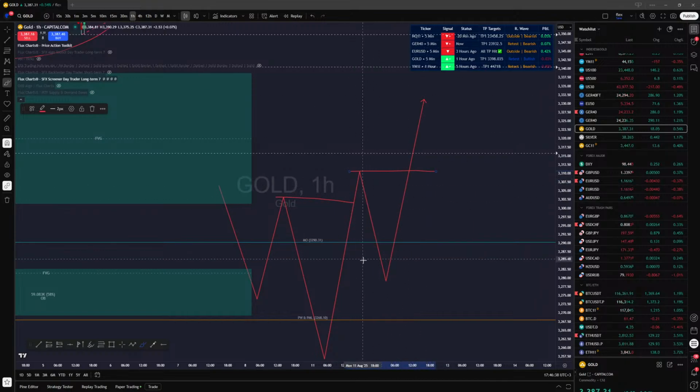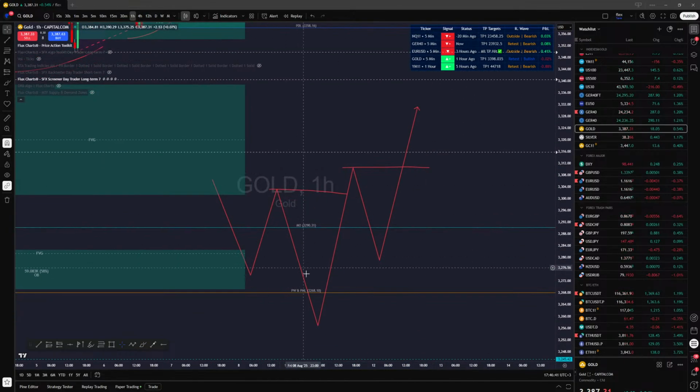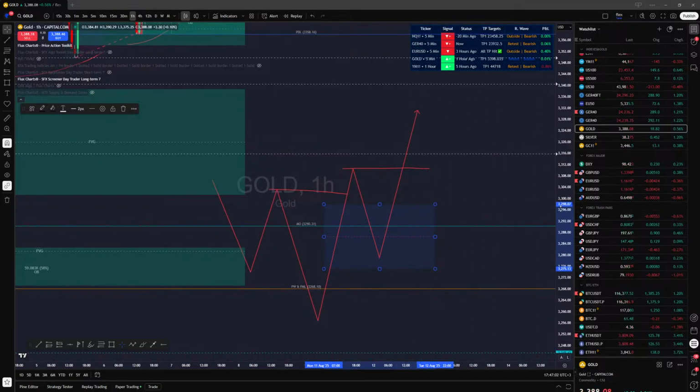Ideally, after this move that forms the change of character or market shift, you should have a fair value gap. If you have a fair value gap right there, most likely price will keep going in the opposite direction. It already was a clean move. We have a nice intention to move in this direction, in this case upwards, and the price will continue going in this direction.